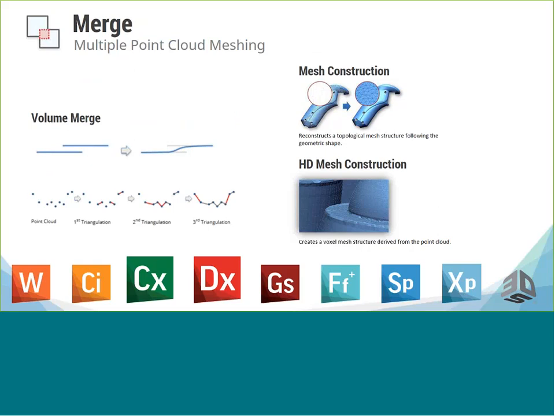And our next tool, merge, deals with multiple point clouds in one shot, so you don't have to do additional operations. There's 3 different methods: volume merge, mesh construction, and HD mesh construction. Volume merge takes a look at 2 different point clouds, converts them to volumes, then divides that volume to give us this nice gradient edge instead of a straight up and down edge. Mesh construction and HD mesh construction are the exact same as in triangulation. However, in merge, they can deal with multiple point clouds at once.